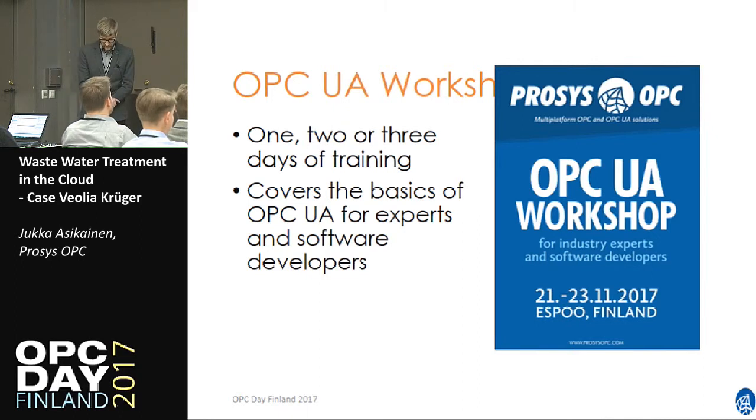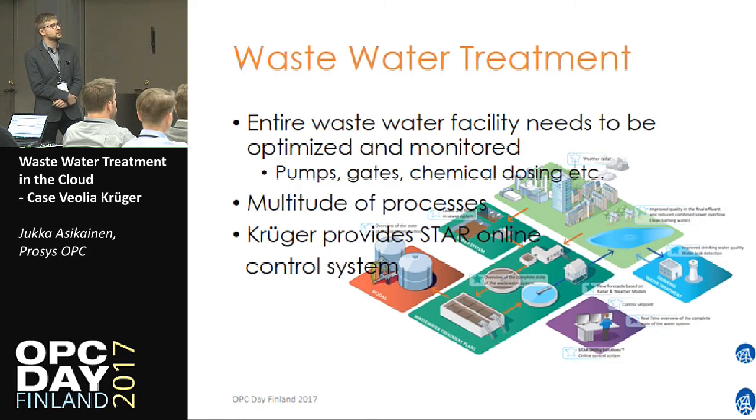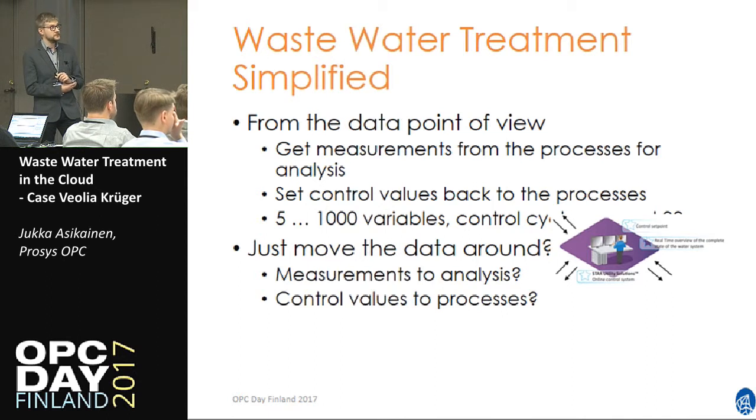Then our case. All in all, a wastewater treatment plant is a large plant which has a multitude of processes which all need to be optimized and monitored as a whole. And our customer provides software, this STAR online control system, to do that. To simplify it a bit, only from the data point of view, what is needed by our customer: they need to get all the measurements from all those processes for analysis and then set the control set points back to all those processes after analysis.